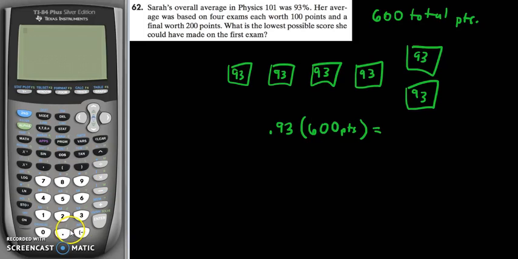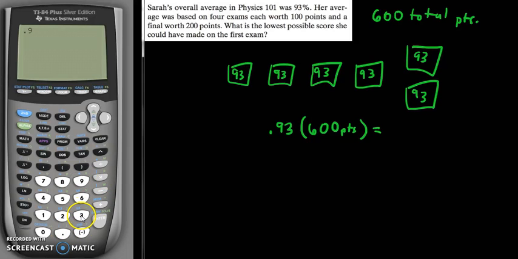So what is 93% of a total of 600 possible points? Actually, I wrote 6,000, sorry. It's 0.93 times 600. Or if you think of it as being you got 93 on 6 different tests. I'm calling it 6 different because the final essentially is made out of 2 tests. So either way, you have 558 points right now.